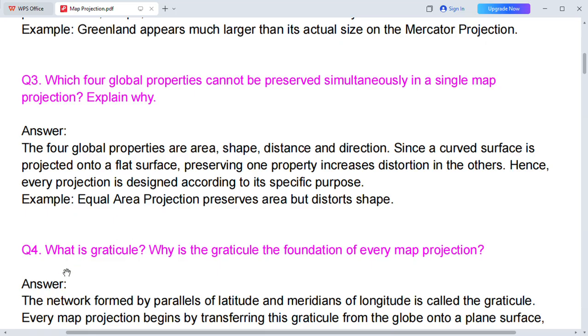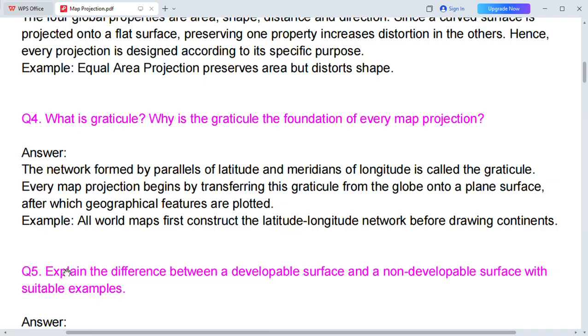Next question, what is graticule and why is the graticule the foundation of every map projection? The network formed by parallels of latitude and meridians of longitude is called the graticule. Every map projection begins by transferring this graticule from the globe onto a plane surface, after which geographical features are plotted. For example, the Old World map first constructs the latitude-longitude network before drawing continents.